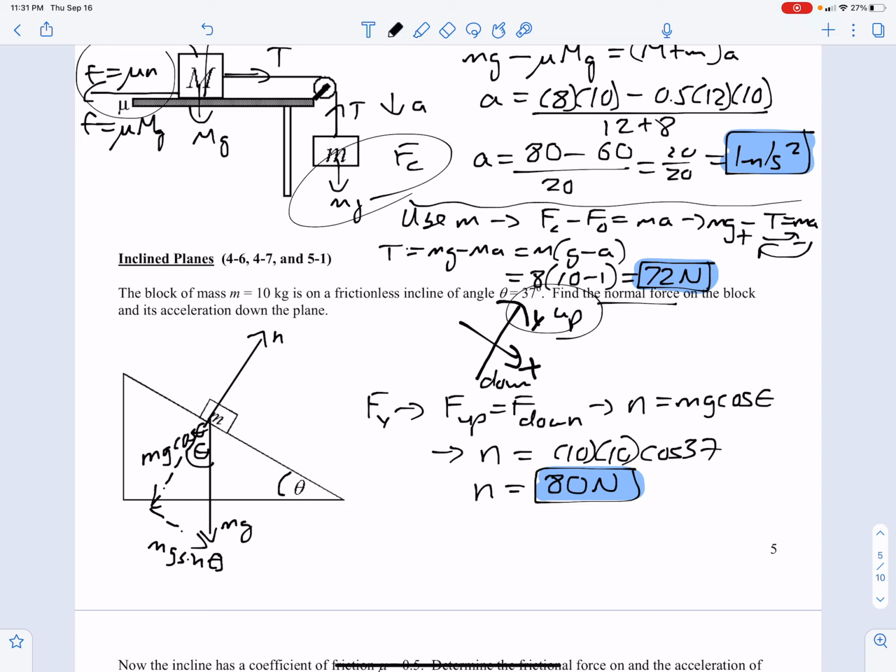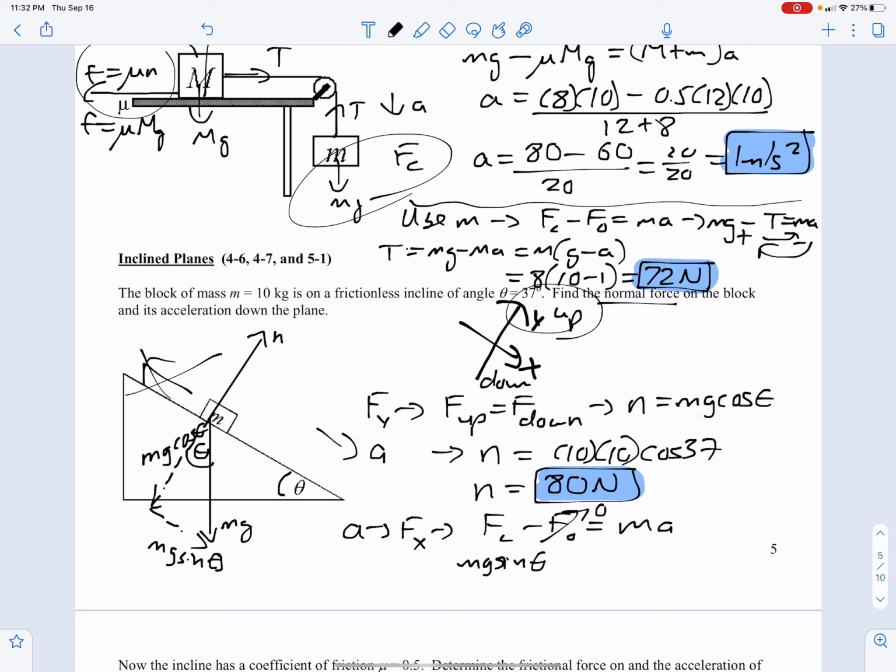Okay, to find the acceleration down the block, I'm going to use the forces in the x direction, which means I'm going to use Newton's second law. Causing force minus opposing force equals ma. Now, the causing force goes in the same direction as acceleration, which is downhill. The only force going downhill is mg sine. The opposing force would naturally have to go up the hill. Since there is no friction or any other opposing force, we don't have one in this example.